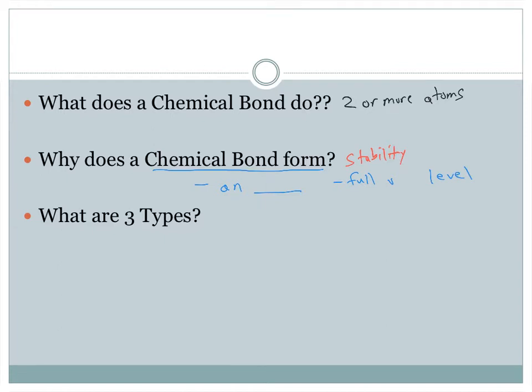Now, the byproduct of having a full outer level, having an octet, is that the atom will be more stable. And so that's why almost every atom does form a bond with somebody else. The three types, we've talked about two of them. You betcha. Ionic, covalent. The less well known is a metallic bond. We'll talk about him later.